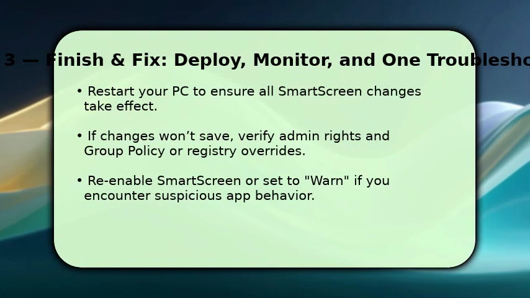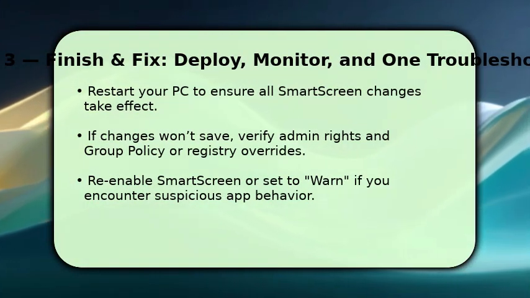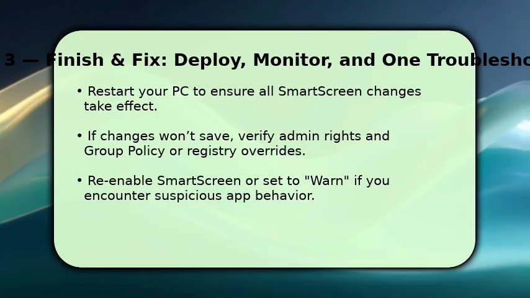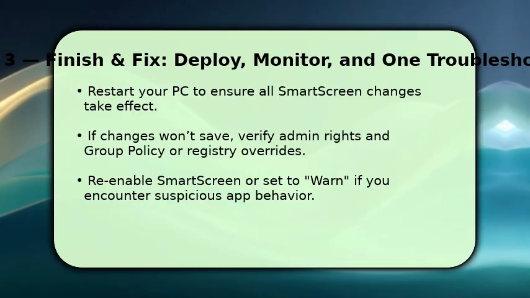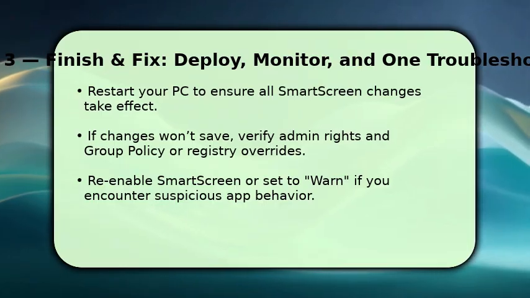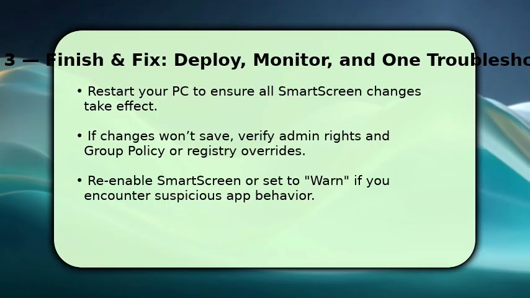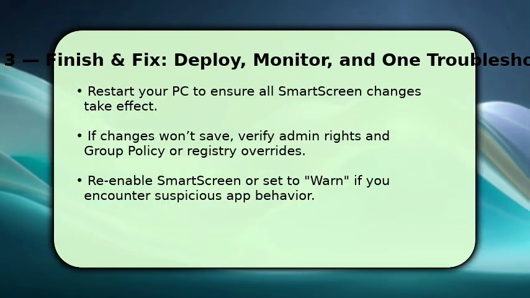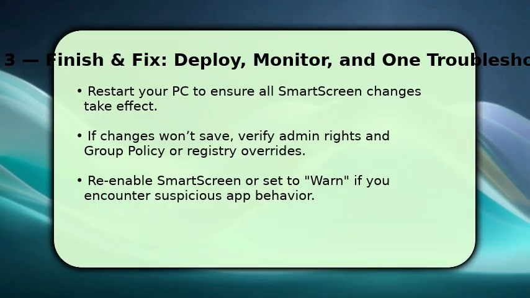Finish by restarting the PC. That ensures Smart Screen setting changes propagate to running processes. If your toggles revert or won't save, check that you truly have administrator rights and then inspect group policy or registry settings. Domain policies can force Smart Screen state. Once restarted, test by downloading a safe file to confirm behavior.